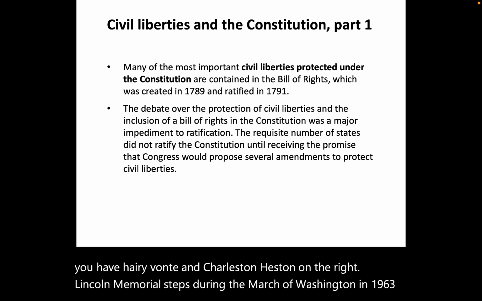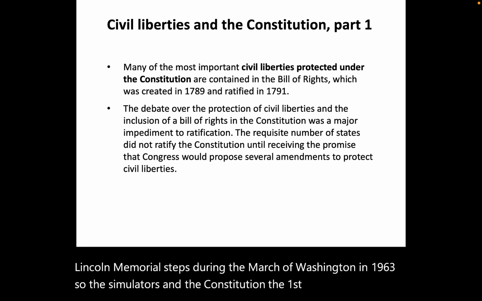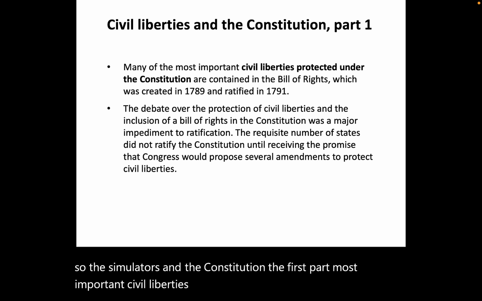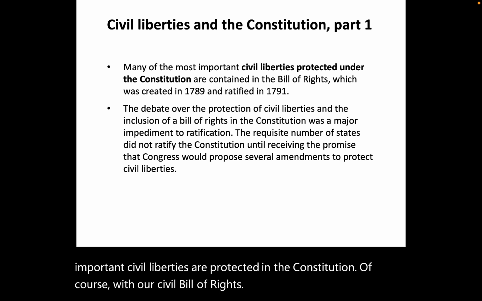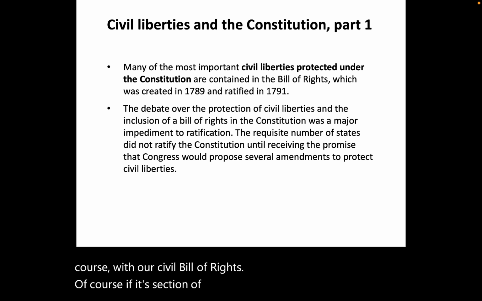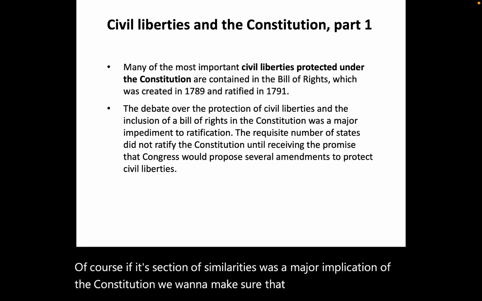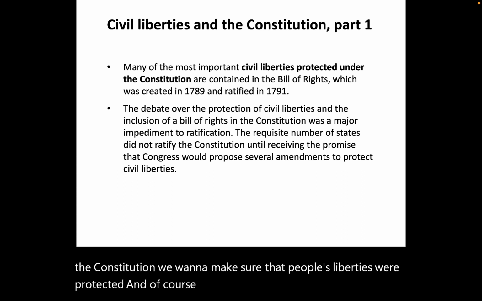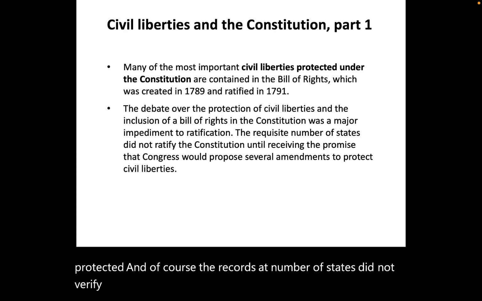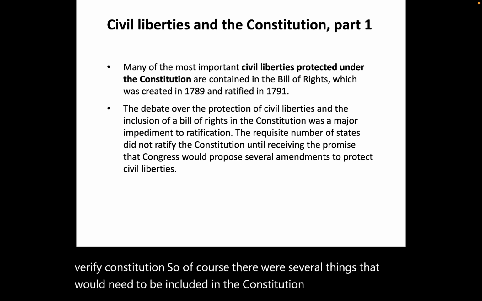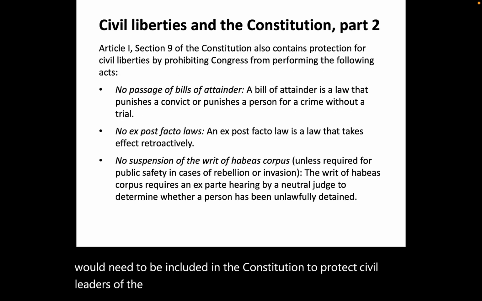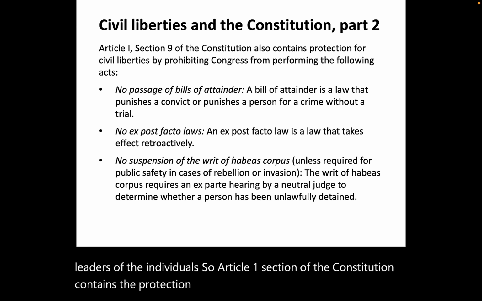Civil liberties and the Constitution, the first part. Most important civil liberties are protected in the Constitution. Of course, remember our Bill of Rights. The protection of civil liberties was a major issue in the ratification of the Constitution. We wanted to make sure that people's liberties were protected, and the requisite number of states did not ratify the Constitution without it. So there were several things that needed to be included to protect the civil liberties of individuals. Article 1, Section 9 of the Constitution contains the protection of civil liberties, prohibiting Congress from doing certain things.